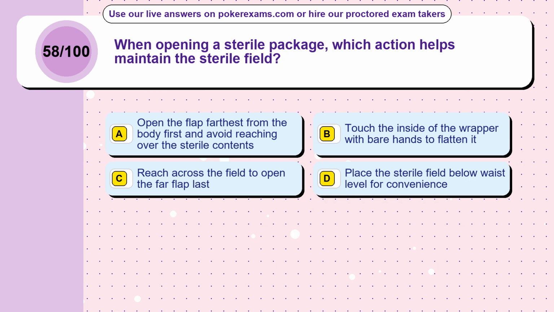Question 58. When opening a sterile package, which action helps maintain the sterile field? Option A. Open the flap farthest from the body first and avoid reaching over the sterile contents. Option B. Touch the inside of the wrapper with bare hands to flatten it. Option C. Reach across the field to open the far flap last. Option D. Place the sterile field below waist level for convenience.